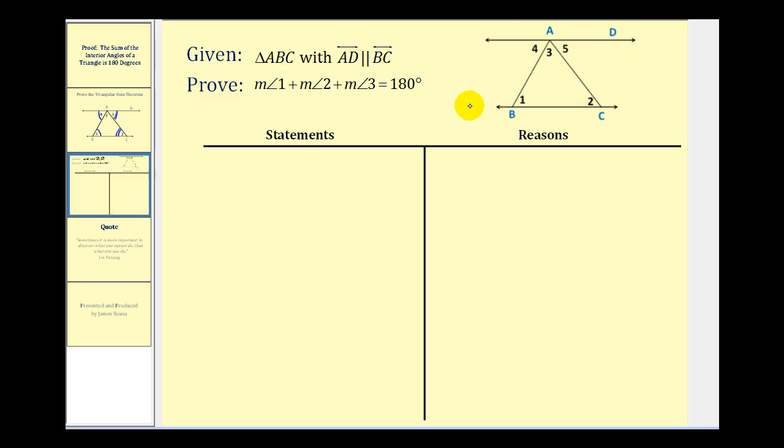So again, here we have the same diagram as on the previous screen, just a little bit smaller. So of course we'll start with the given. We have a triangle ABC with line AD parallel to line BC. Next we'll state angle 4 is congruent to angle 1 and angle 5 is congruent to angle 2. And the reason would be the alternate interior angles theorem.